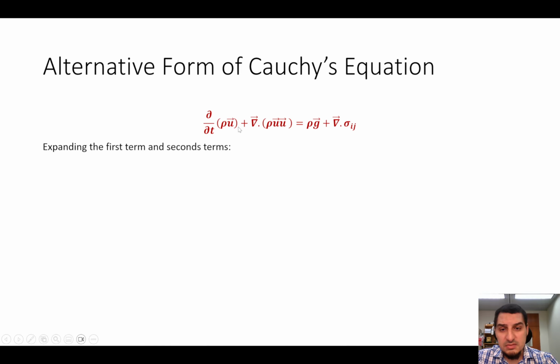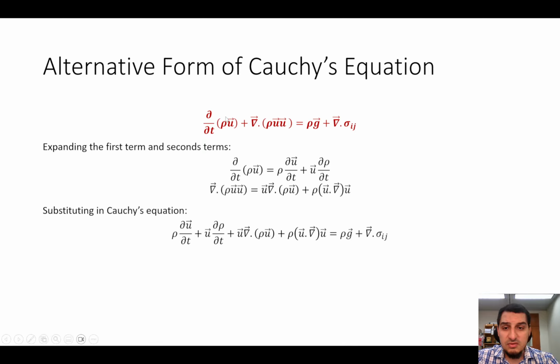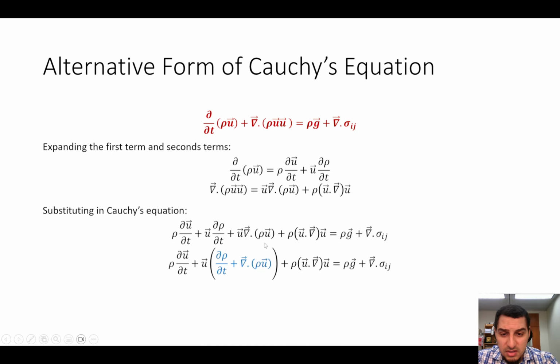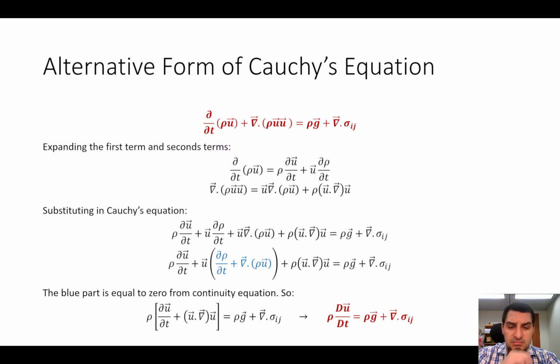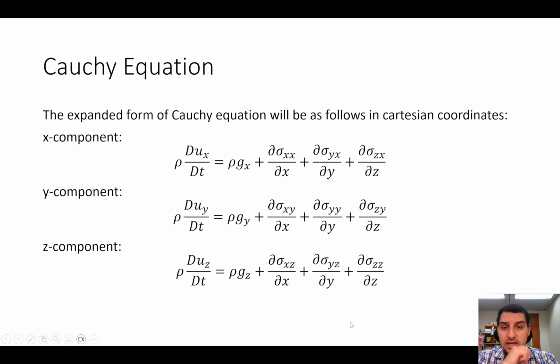We can also write Cauchy's equation in a simpler form with some mathematical manipulations. We will expand this term, and then we can rewrite the equation. It's just math. It's the derivative of the first by the second, and the derivative of the second by the first, and then we can rearrange the equation, and we'll find that whatever we have in this bracket is the continuity equation, which is equal to 0. So the equation can be written in a simpler form like this, which will have 3 components, and we can write this as the 3 components of Cauchy's equation.